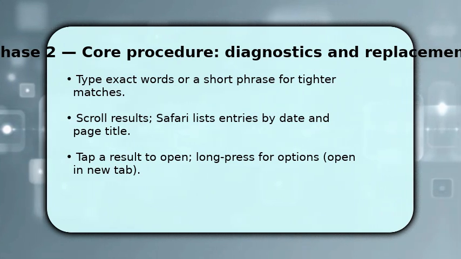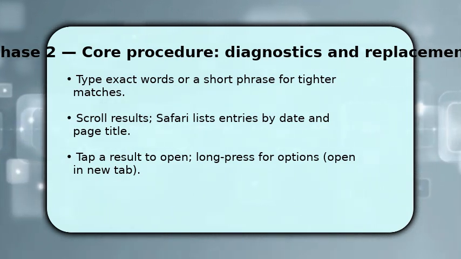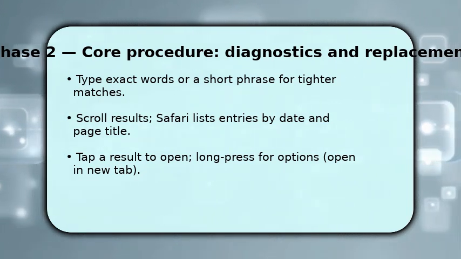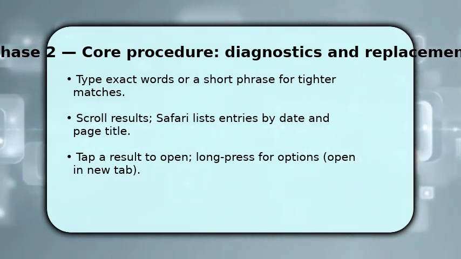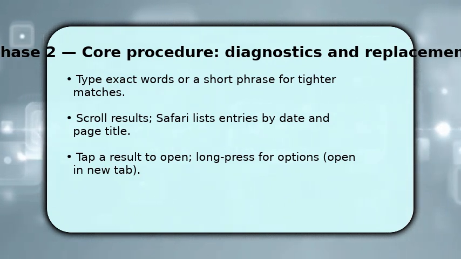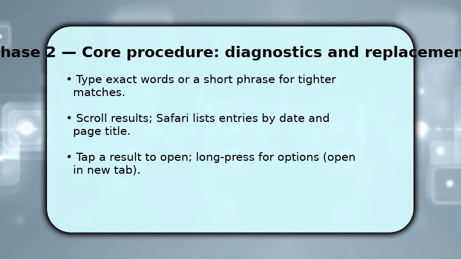If results are noisy, refine with a more specific phrase or include a domain fragment. Tap any entry to open it immediately or long press to reveal options such as open in new tab or copy link. This keeps your spot in history. Make sure to inspect the URL bar.